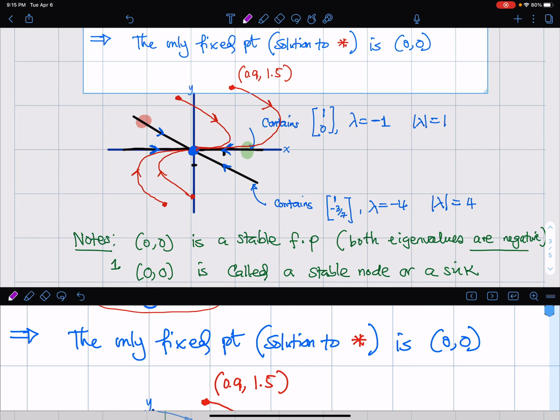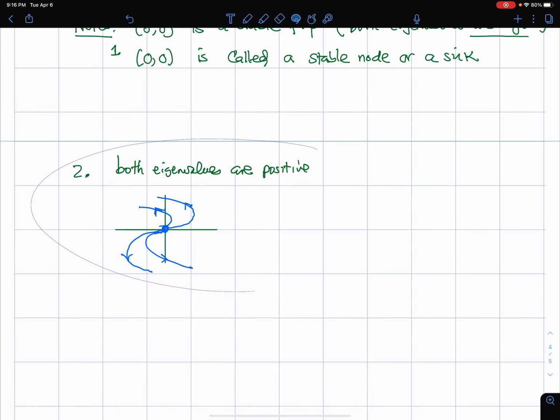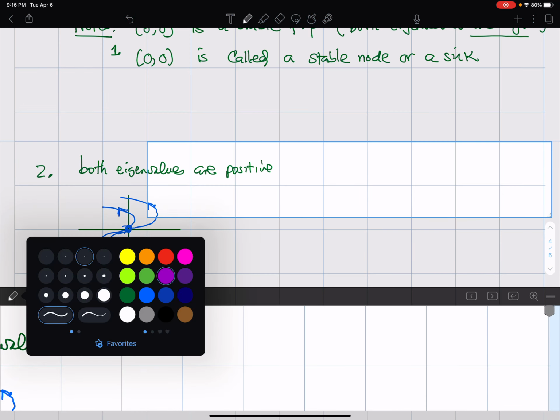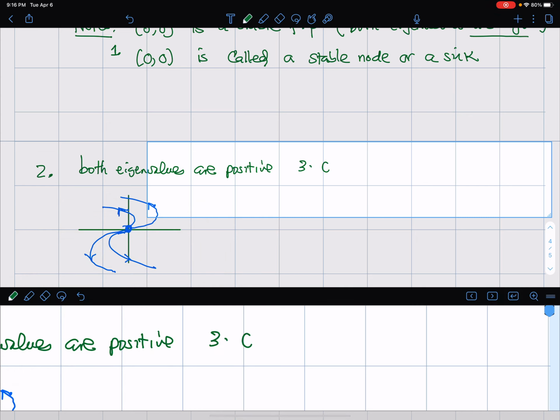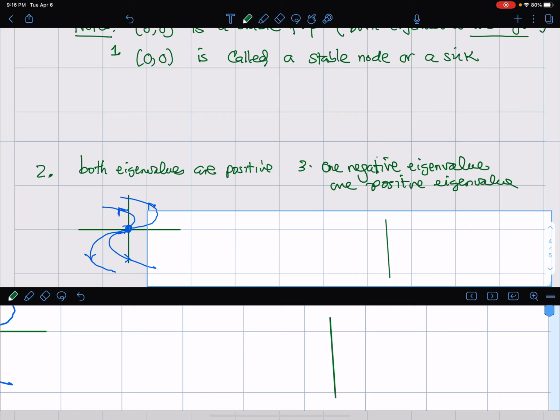So that's the reason why they go away from the origin. Now, if you have two eigenvalues, let's say one negative and one positive, then you have a behavior that is a little bit more interesting.